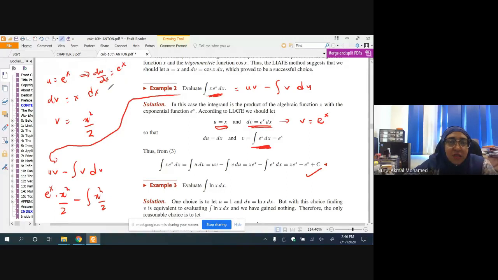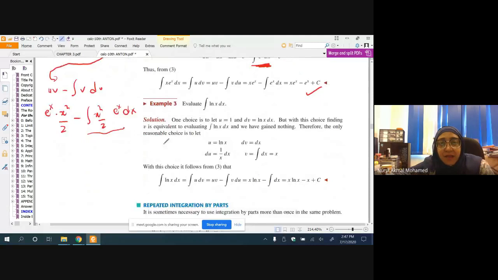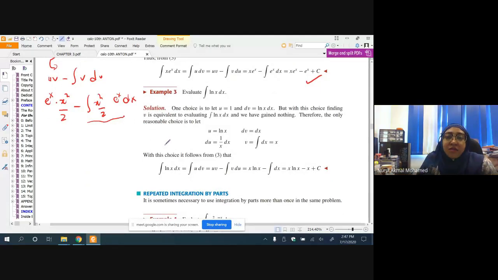So this is your du, e^x dx. Okay, du is e^x dx. So from here, if you look at this integral, it is much more complicated than the original integral. So we drop this choice and try another one. That is how we choose u as well as v. And then let's look at example 3.